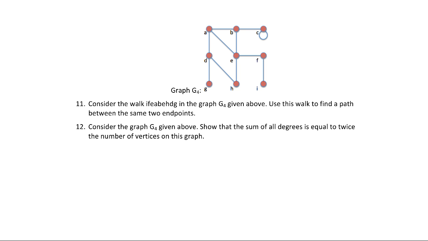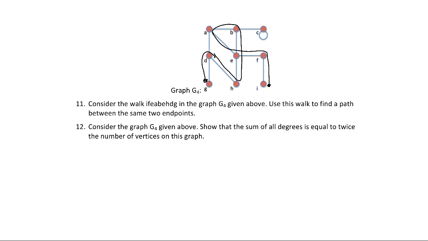I, F, E, A. Let's go ahead and draw it. We're going to start at I, F, E, A, B, E, H, D, G, and end there. Okay, and this is a walk. It doesn't repeat any links, but it does repeat a node, node E.